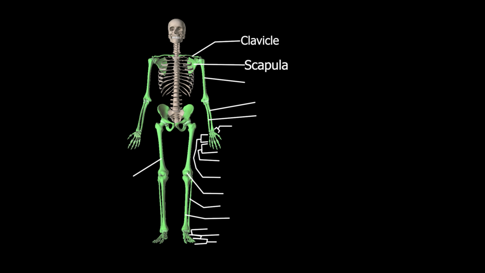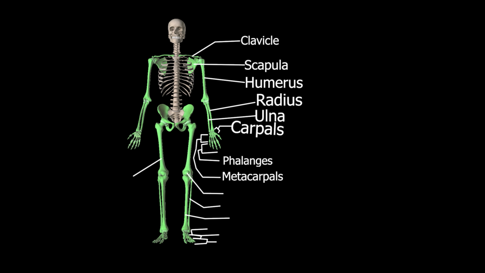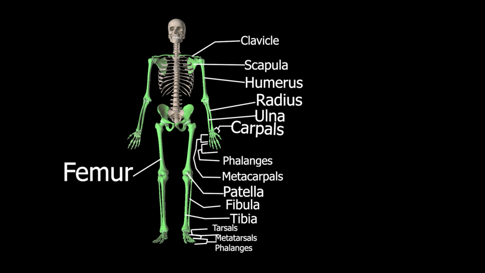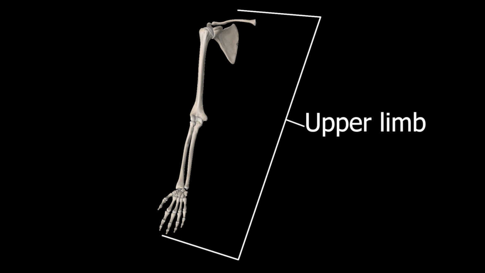Clavicle, scapula, humerus, radius, ulna, carpals, phalanges, metacarpals, femur, patella, fibula, tibia, tarsals, metatarsals, phalanges. Upper limbs. The upper limb is the region of the appendicular skeleton comprising the 32 bones that make up the shoulder girdle, arm, forearm, wrist, and the hand of the left and right of the upper limb.